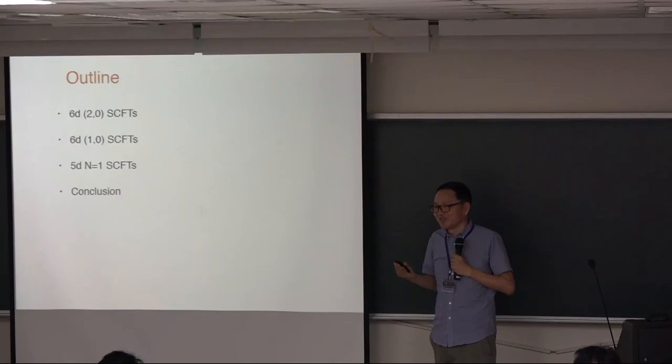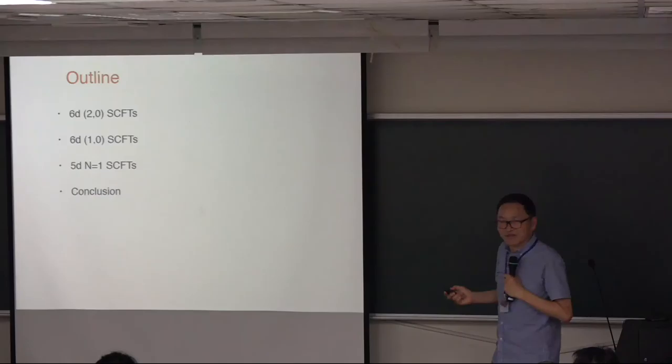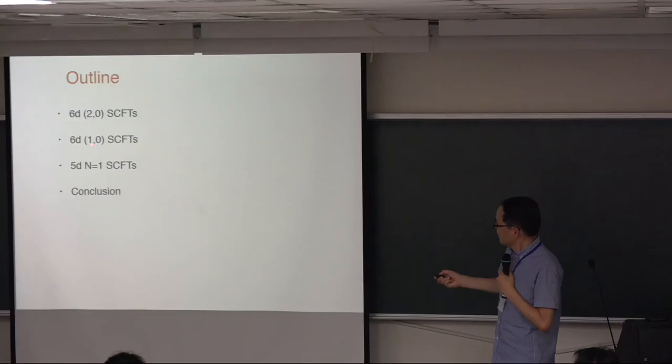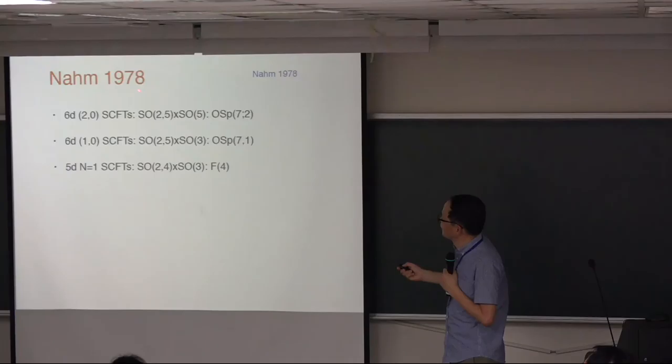So roughly, my talk is divided into three pieces: N=2 superconformal theory, N=1 superconformal theory, and finally N=0 superconformal theory. If you look at Nahm's 78 paper, it's not that clear, but roughly we found there are three kinds of superconformal symmetries in 6D, by classifying the supergroups: the maximal supersymmetric one (2,0), then (1,0), and finally (1,1).